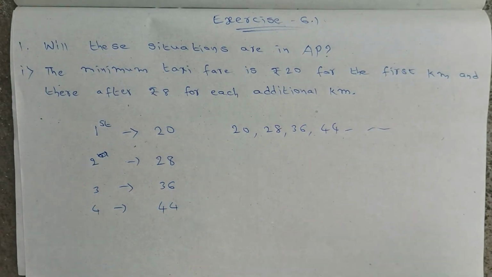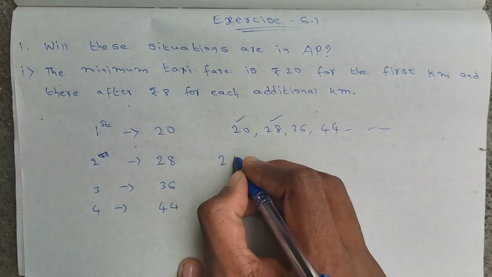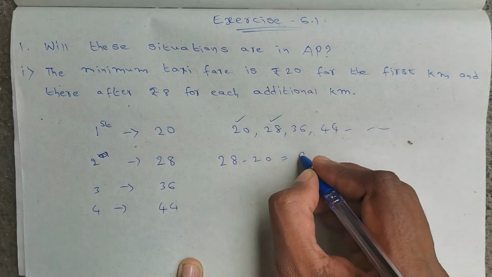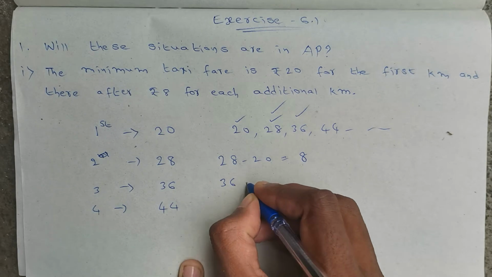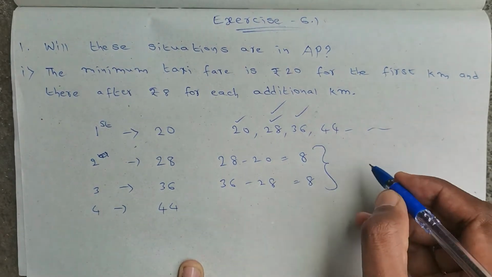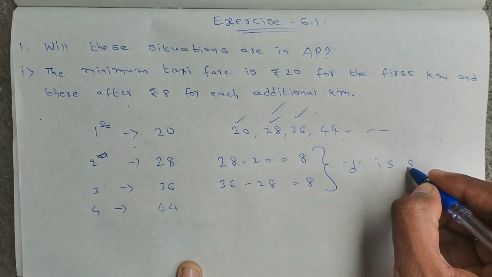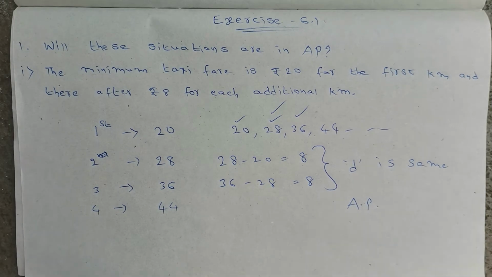We say that a given series is in arithmetic progression if the common difference is the same. Here second term minus first term, 28 minus 20, is equal to 8. Third term minus second term, 36 minus 28, is equal to 8. Here the common difference, that is d, is the same. So we can conclude that it is in AP, or arithmetic progression.